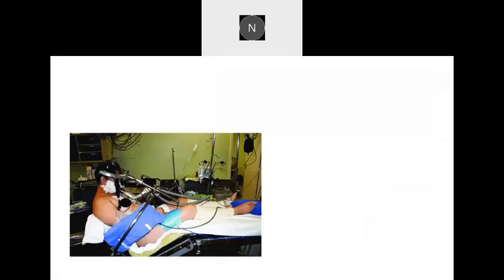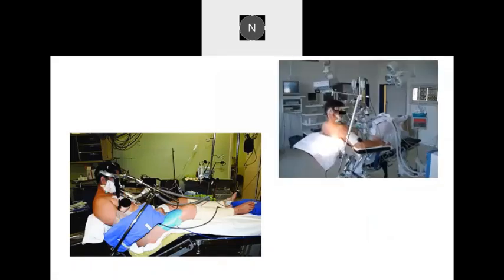So this is another sitting position. For posterior cranial fossa surgery, there are two major concerns with this. What are they? Air embolism. Air embolism is one. Then.